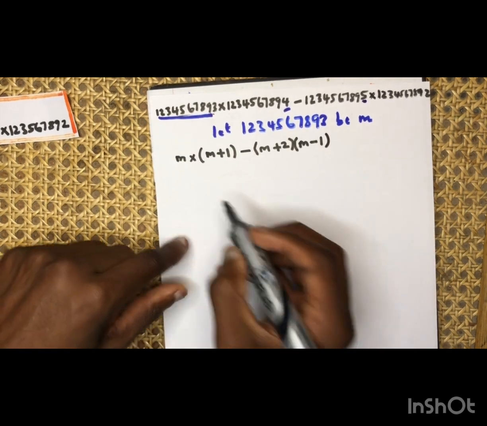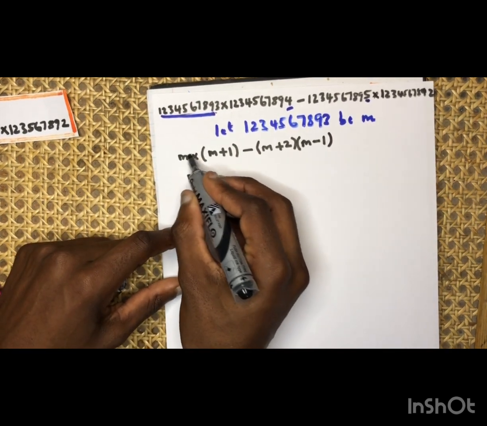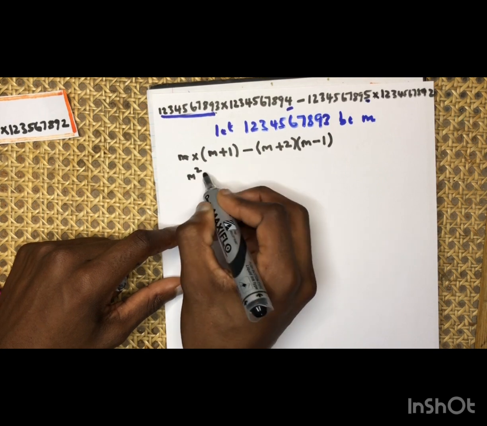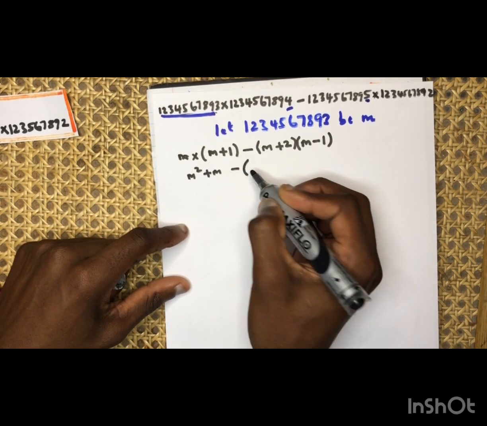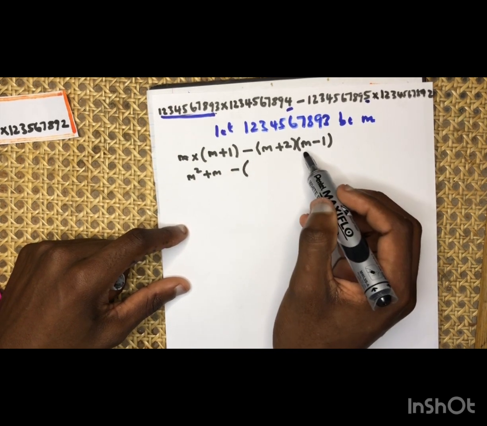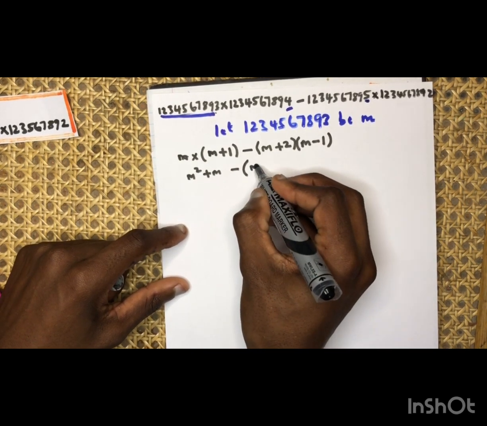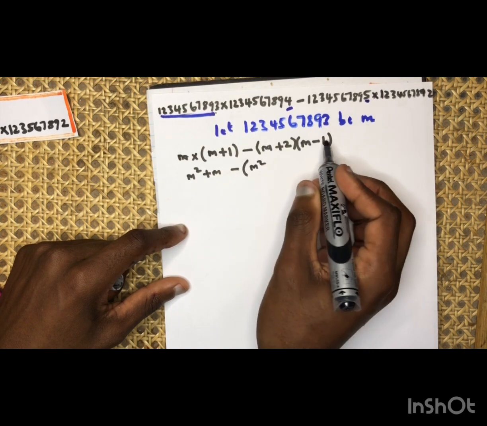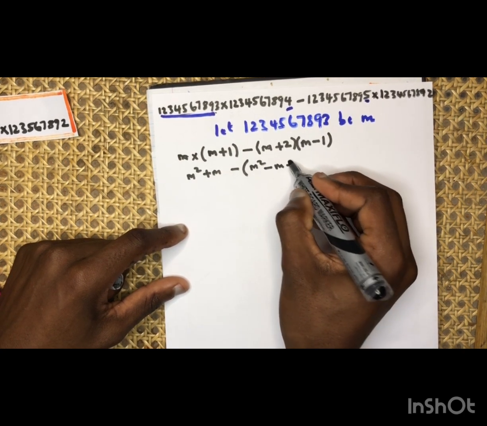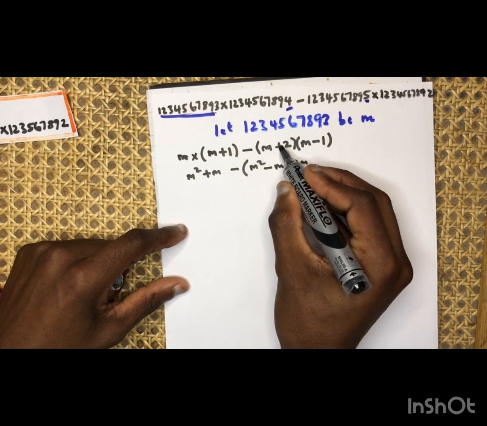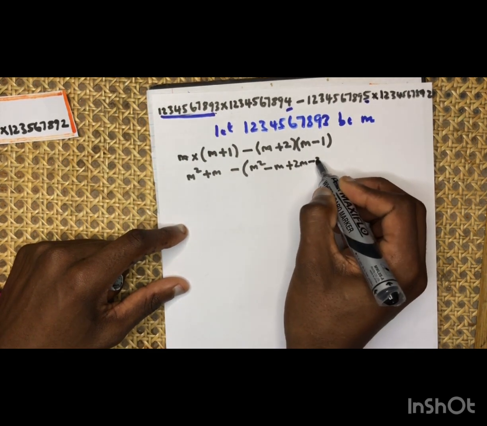So now it will be easy. So this is m times (m plus 1), minus (m plus 2) times (m minus 1). Remember we have to obey the laws. I'm going to start with brackets. So m times m, you get m squared. m times negative 1, we get negative m. 2 times m, you get positive 2m. Positive 2 times negative 1, you get negative 2.